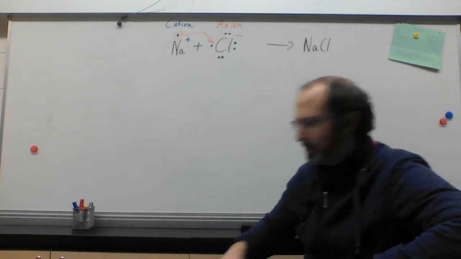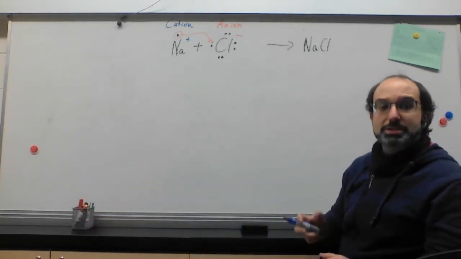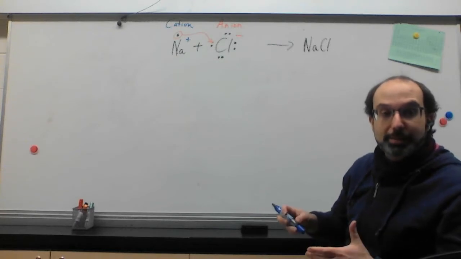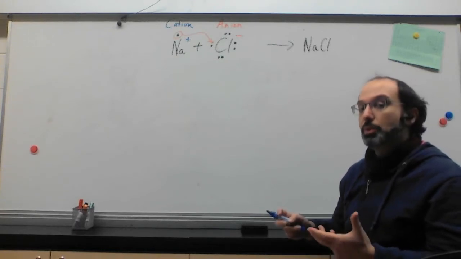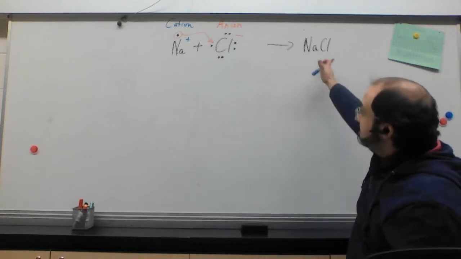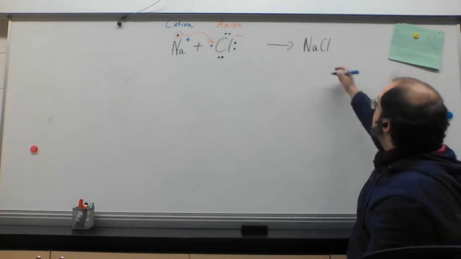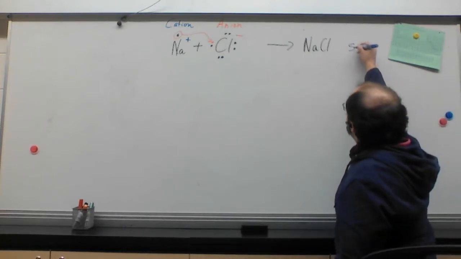Step number 1. Let's start with a new color. Let's go with blue. What is the first element? The first element is always the one that is more left on the periodic table. We write it that way, right? That's why it's written NaCl, not ClNa. So the leftmost one in this case is sodium. So I'm going to write sodium.